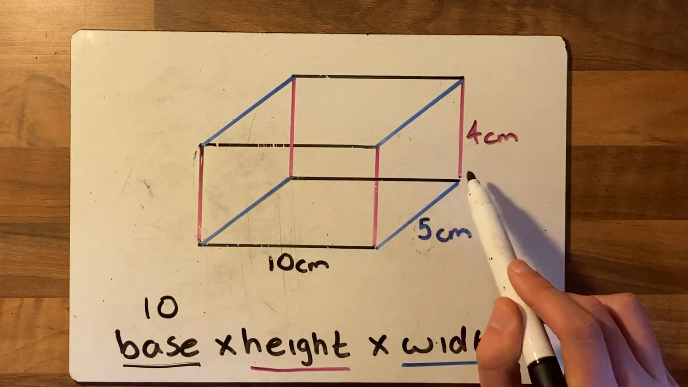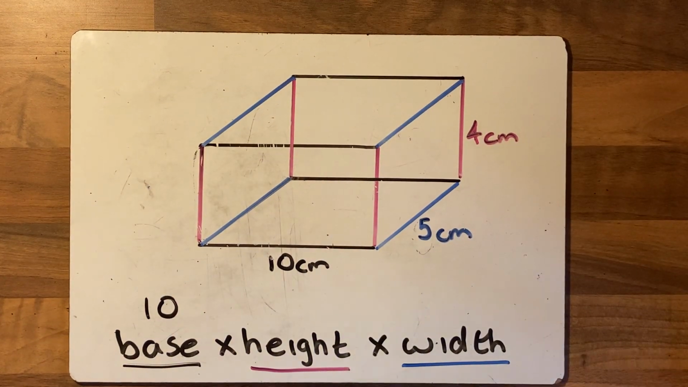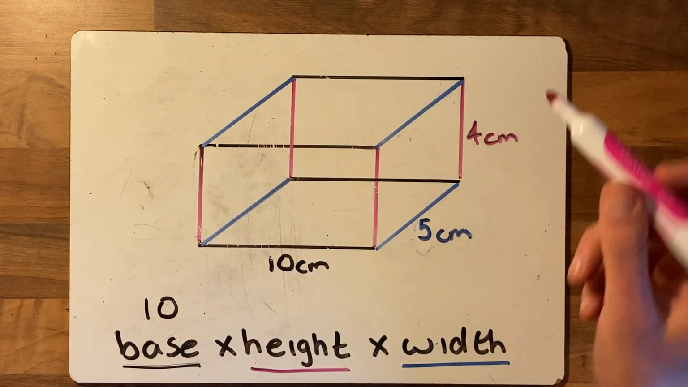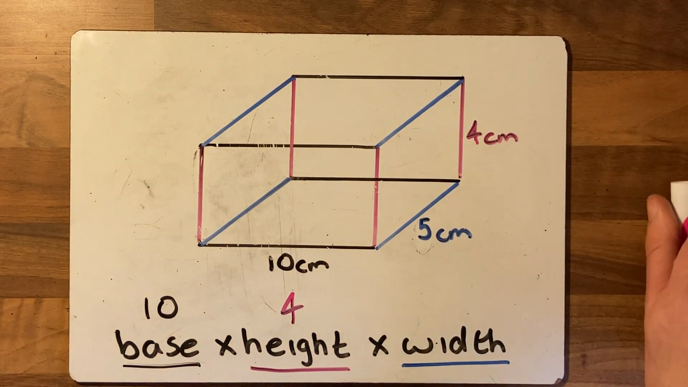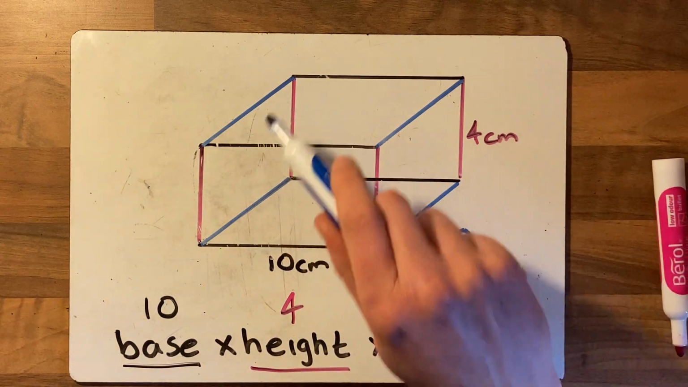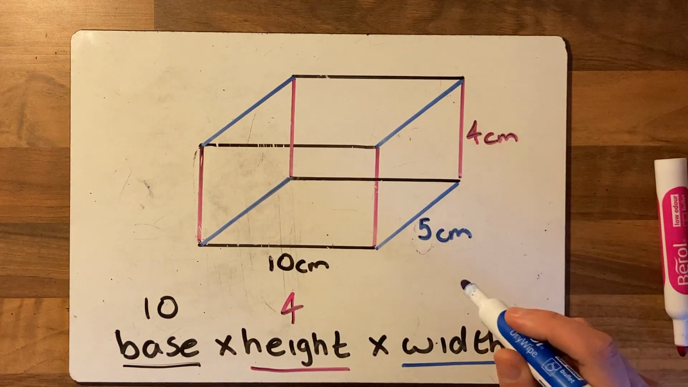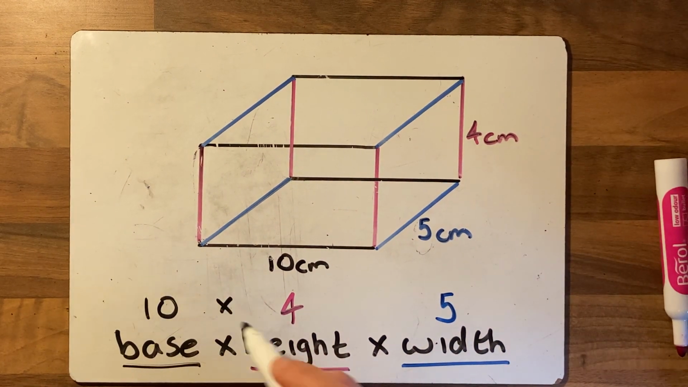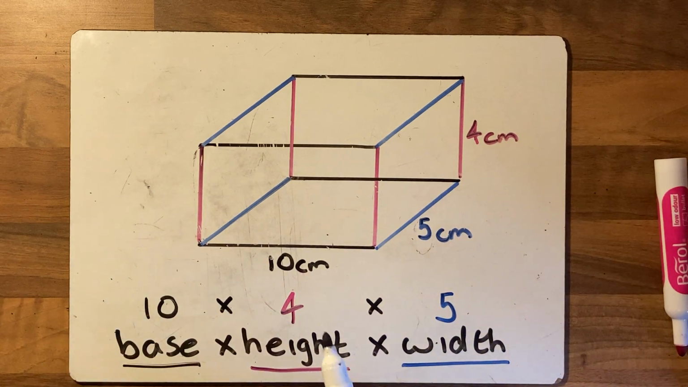The height going up here, doesn't matter which one of these 4 lines I choose, is 4 centimetres. And the width, we can see, doesn't matter which one we choose, but let's choose this one, is 5 centimetres. And the way to calculate that would be to multiply these all together. Now remember what I said, it doesn't matter which order you multiply these in, you will all get to the same answer.